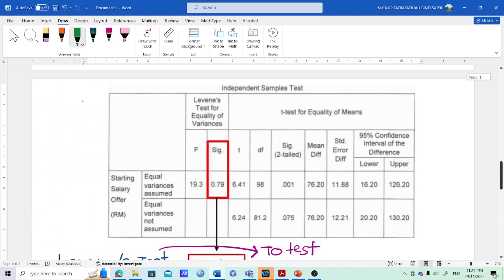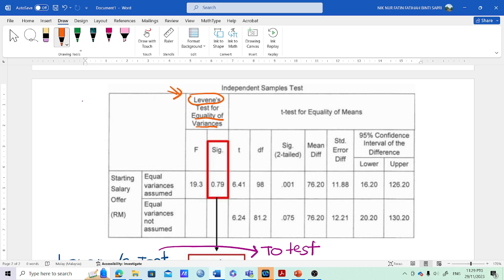Okay, wait. This is the sample output. Before you proceed with case 3 or case 4, you need to conduct the Levene test. Can you see here? Levene test for equality of variances. Make sure you look at this column, Levene test.